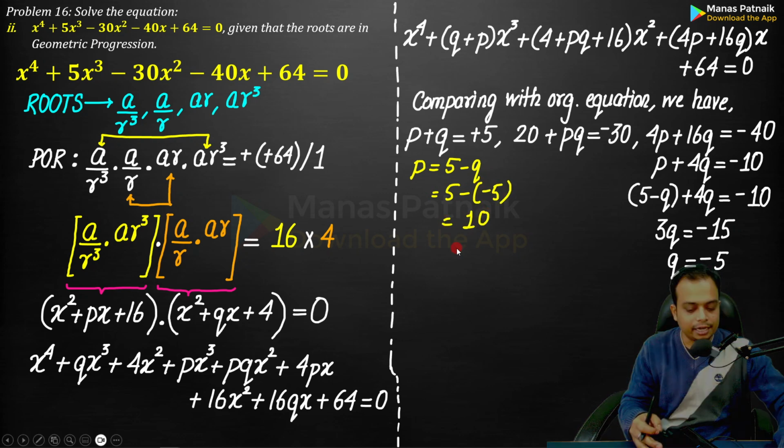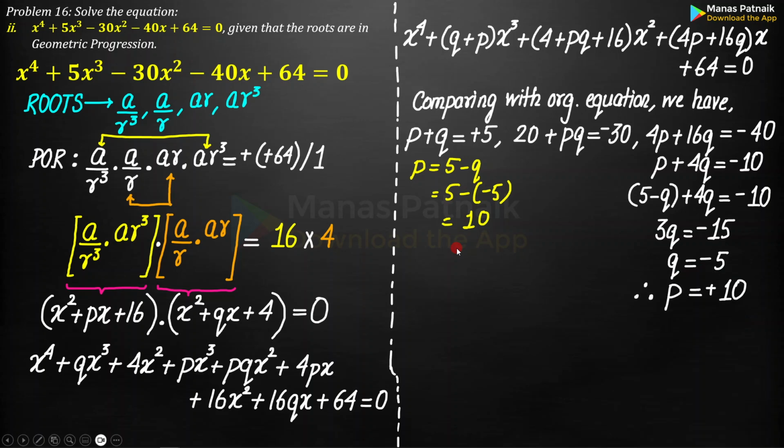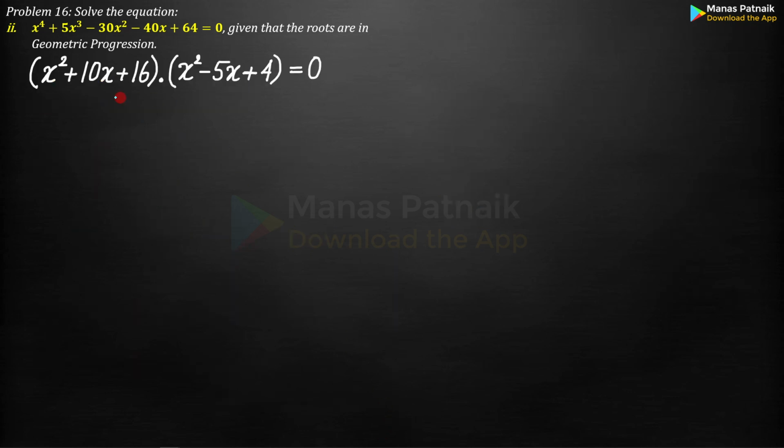And let me write it down. Here we go. So we've got the value of p. How much? It is 10. We've got the value of q. How much? It is minus 5. I'm going to put it over here. The moment I do that, these are the two quadratics, and when these two quadratics collide, they multiply, they make a biquadratic. This is that biquadratic I am interested in. Done? Okay.